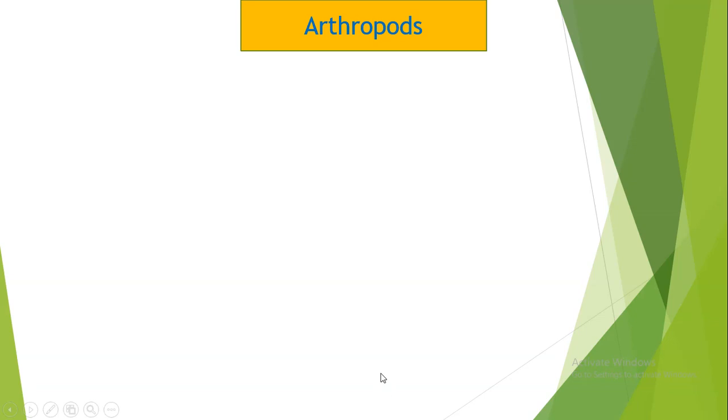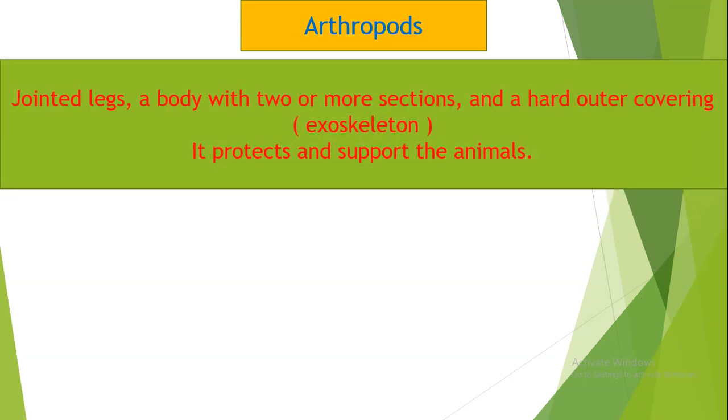Now to arthropods. Arthropods is the largest group of invertebrates. These are the characteristics or the special traits of the arthropods group. They have jointed legs, a body with two or more sections, and a hard outer covering. We call it exoskeleton. It protects and supports the animals.